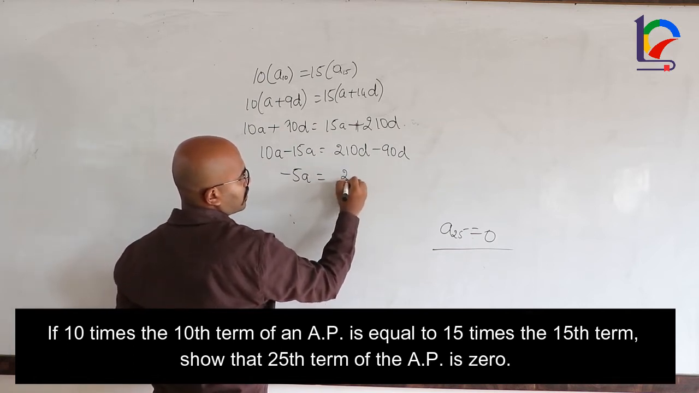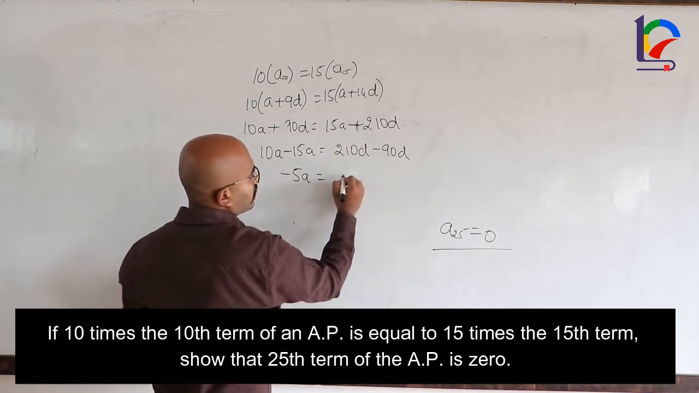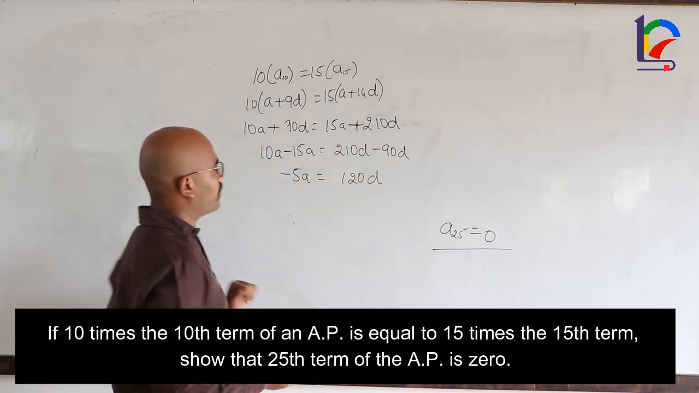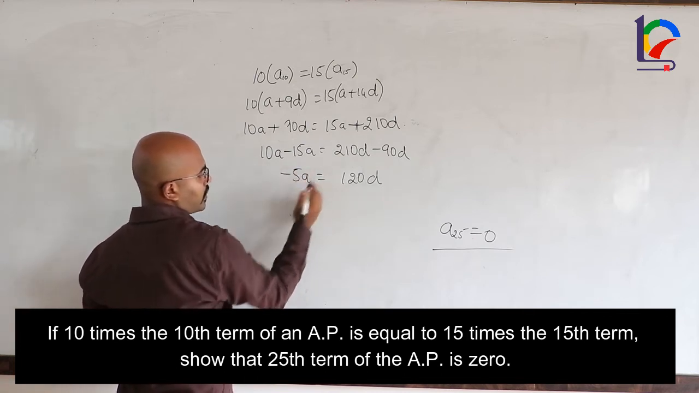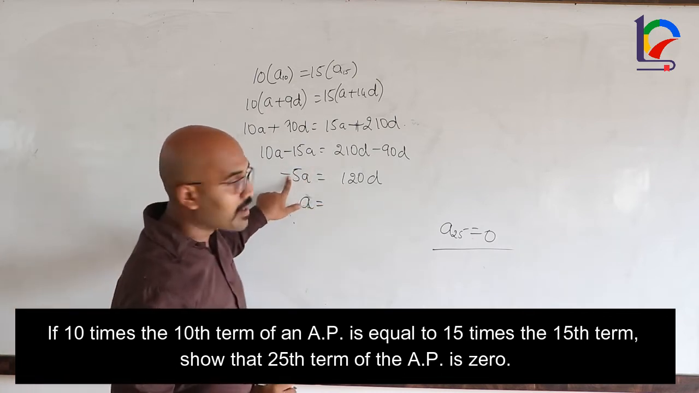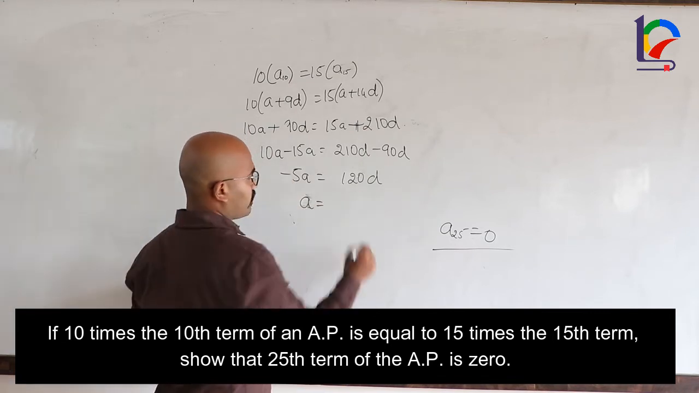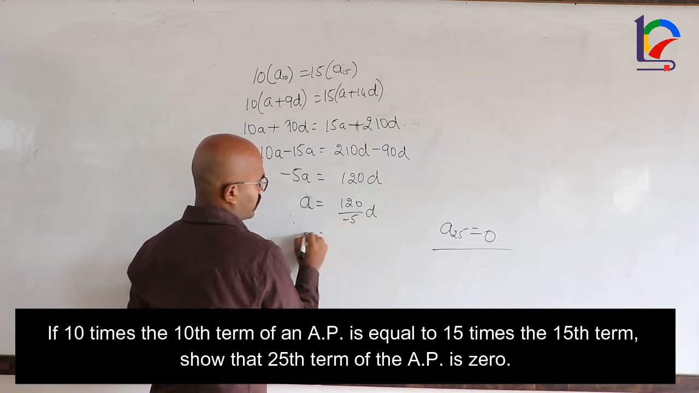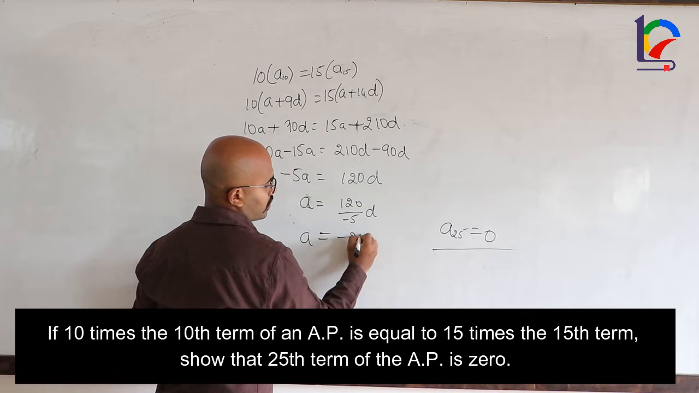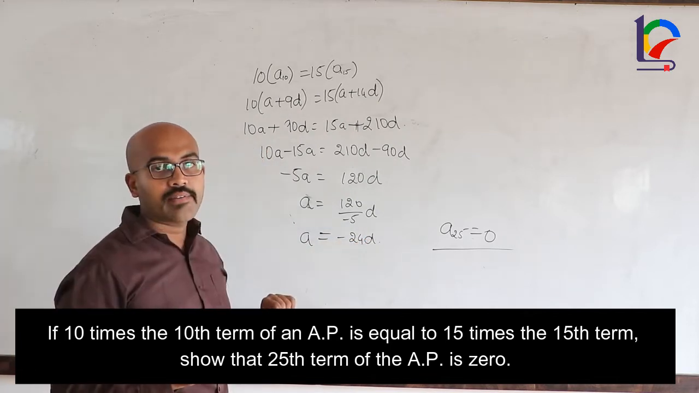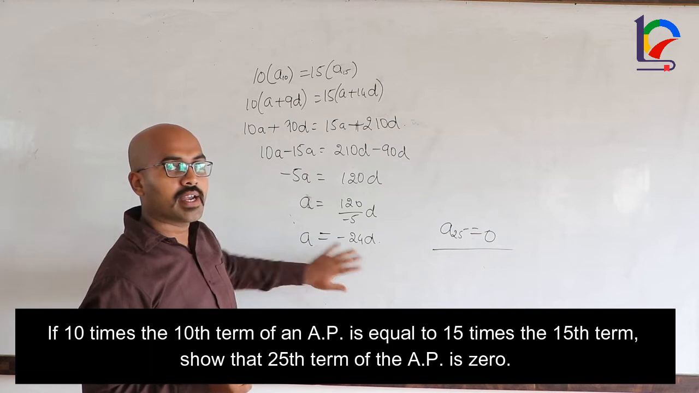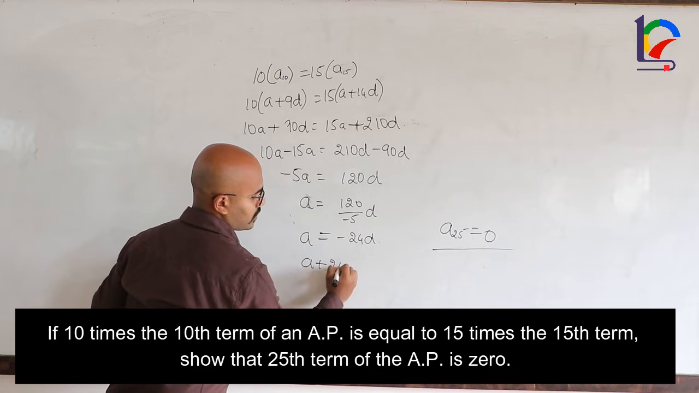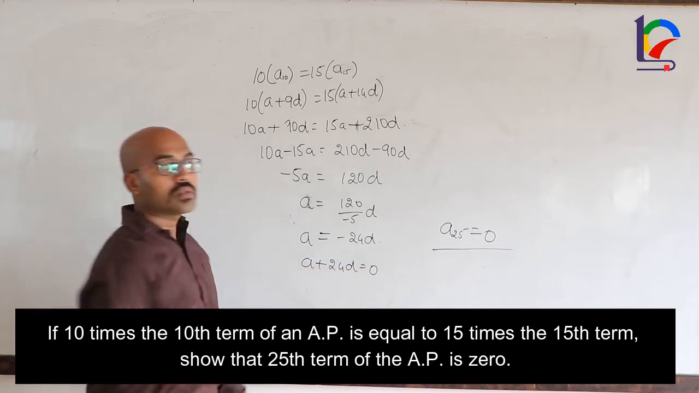It is 120d. So here a, if I take minus 5 to the RHS, it is 120 divided by minus 5. So a is equal to minus 24d. So what will happen if I take minus 24d to the LHS? a plus 24d is equal to 0.